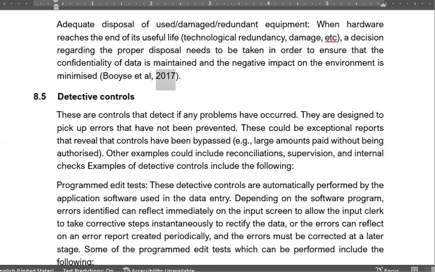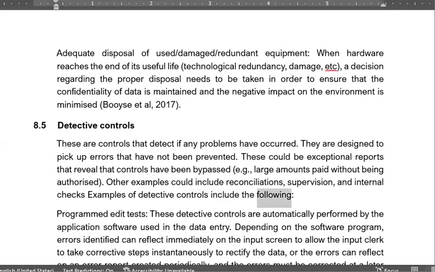8.5 Detective Controls. These are controls that detect if any problems have occurred. They are designed to pick up errors that have not been prevented. These could be exceptional reports that reveal that controls have been bypassed, e.g., large amounts paid without being authorized. Other examples could include reconciliations, supervision, and internal checks. Examples of detective controls include the following.